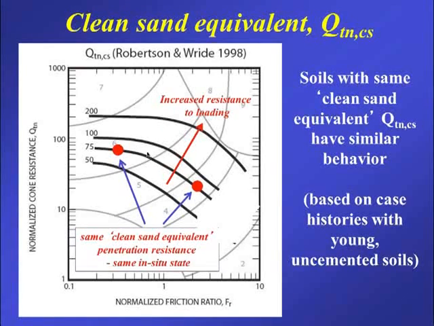The seismic liquefaction work came up with a similar sort of conclusion, that when you looked at clean sand equivalent, you could have a clean sand that plots up here that would have the same response to cyclic loading as a silty sand with a smaller cone resistance and a higher friction ratio. So you have these contours of clean sand equivalent.